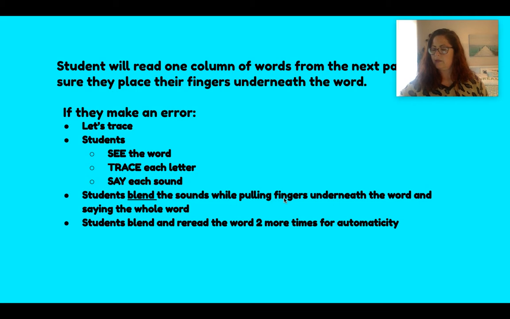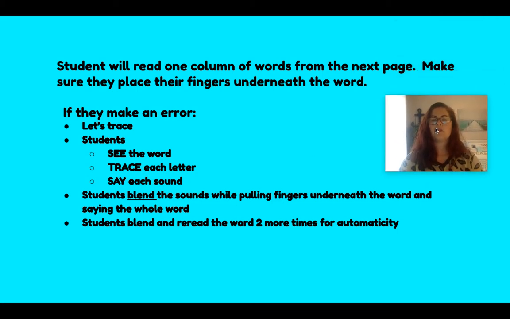Okay, so now the student is going to read one column of the words from the next page. Make sure they put their fingers underneath each word. If they make an error, say, let's trace. Okay, we do a lot of tracing if we make mistakes, and even if we don't.